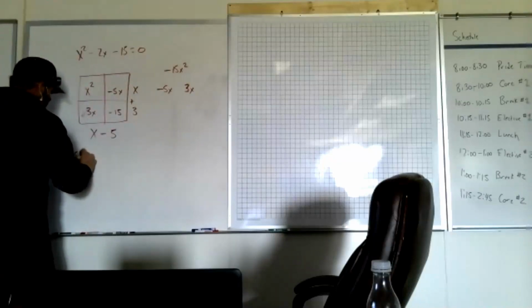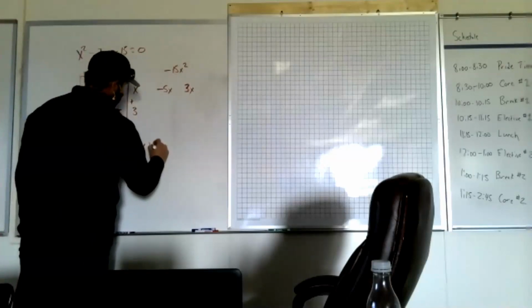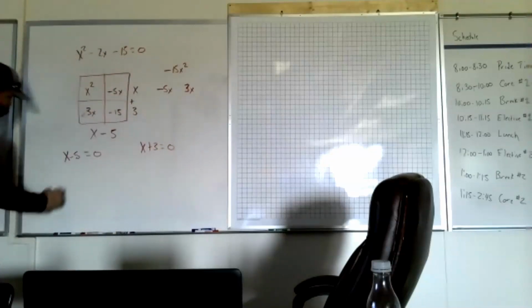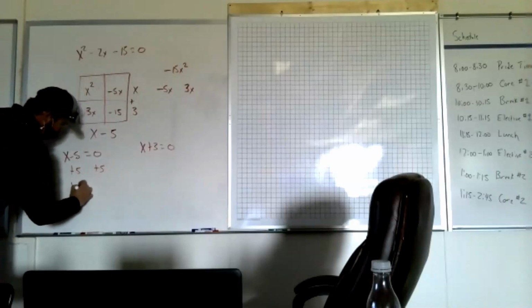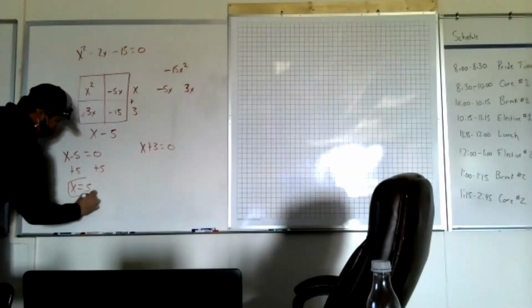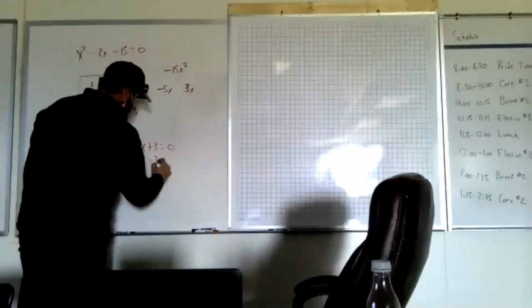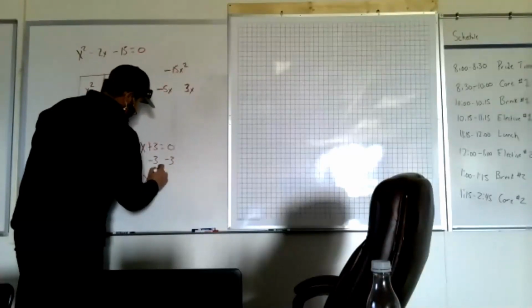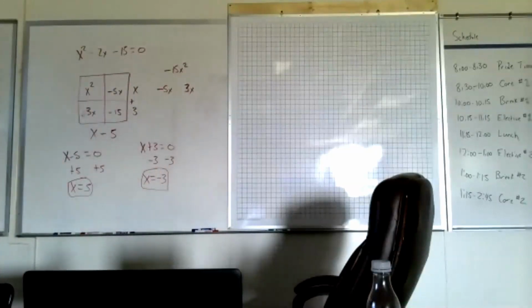So x minus 5, set them equal to 0, and x plus 3, set them equal to 0, and then we solve for x. So on this side, we add 5 to both sides to show that x is equal to 5. This one, we subtract 3 from both sides to show that x is equal to negative 3. And those are the x-intercepts or the roots or the zeros of our function.